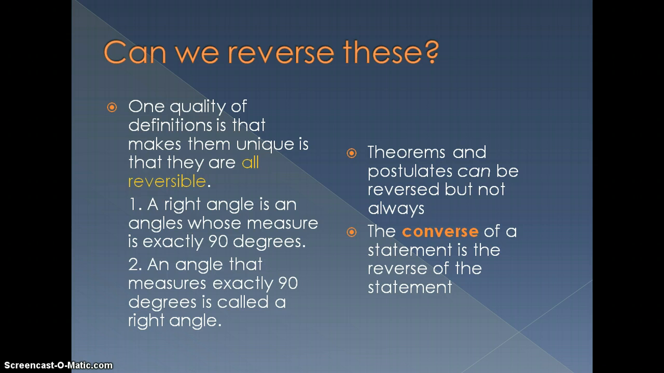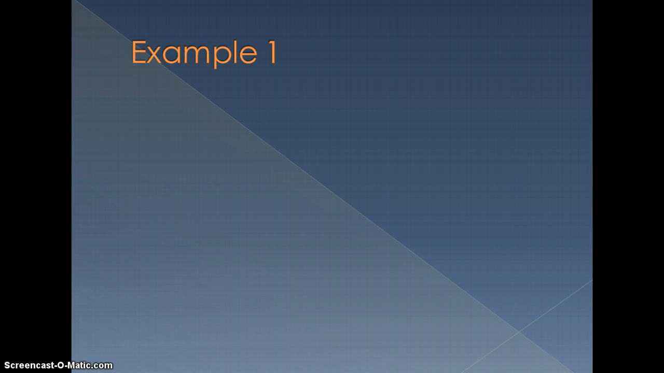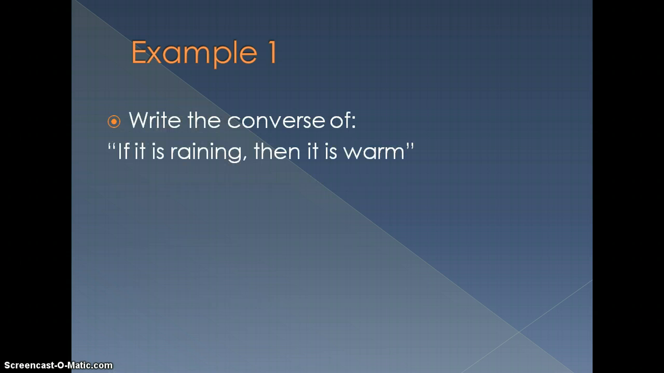And then the converse of any statement is the reverse of the statement. So just flip-flopping, just like we saw with the definition. We just flip-flopped the first and the second part, which we'll look at a little bit more later. So write the converse of: if it is raining, then it is warm. Well, flip-flop your first part and your second part, essentially. If it is warm, then it is raining. So let's get another one.